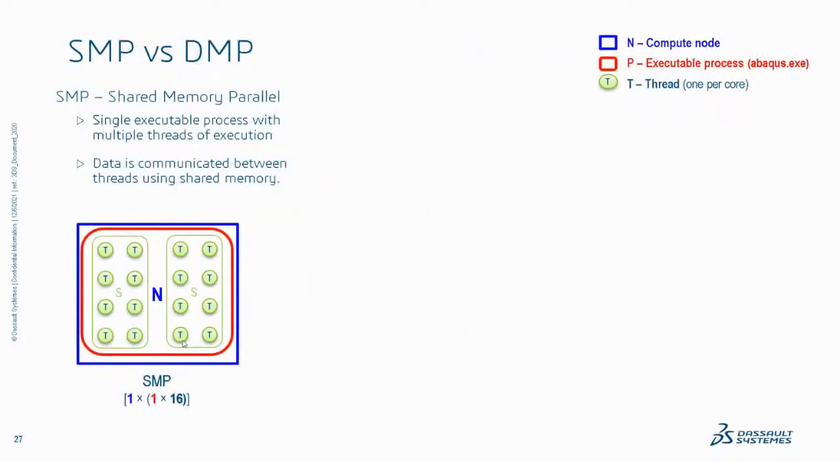If we look at how the software leverages that hardware, there's a couple of modes of execution. First is the so-called shared memory parallel. What this means is a single executable process on a compute node with multiple threads of execution. So if I looked at top or performance monitor, I would see one instance of abaqus.exe running on this compute node, running in parallel using threads, with information shared as necessary using the shared memory of the system. So that's one mode, SMP.